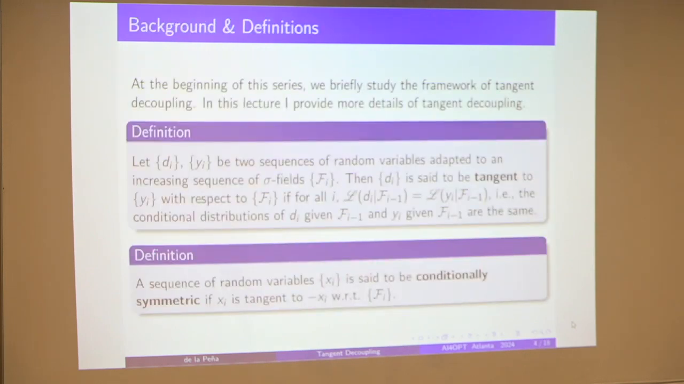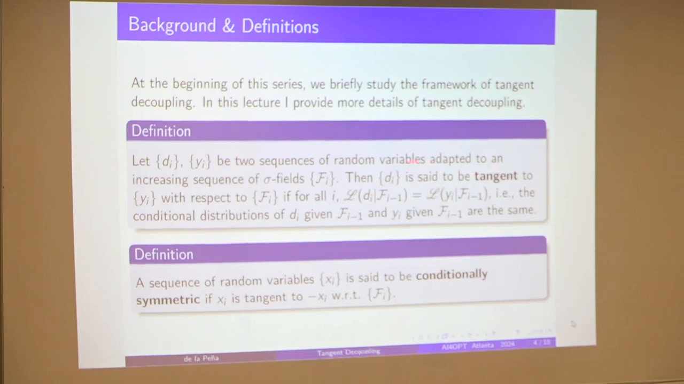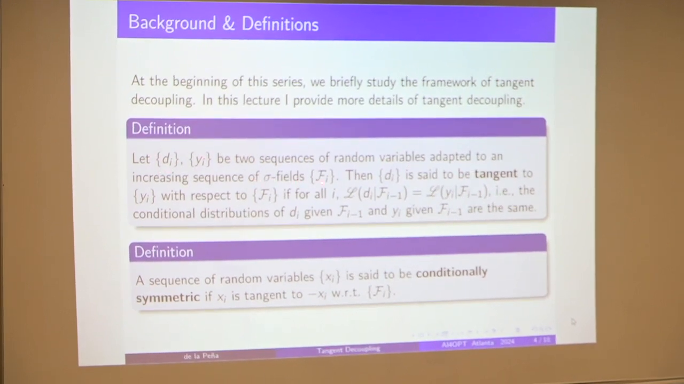Okay, so now some background and definitions. For tangent decoupling, we have d sub i and y sub i, two sequences of random variables adapted to an increasing sequence of sigma fields F sub i. Then d sub i is said to be tangent to y sub i with respect to F sub i if for all i the conditional distribution of d_i given F_{i-1} is equal to the conditional distribution of y_i given F_{i-1}. Okay, so the conditional distributions are the same for all i.